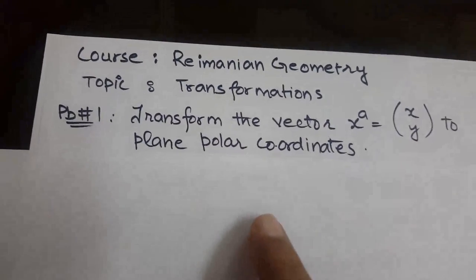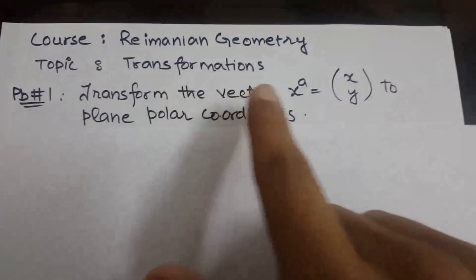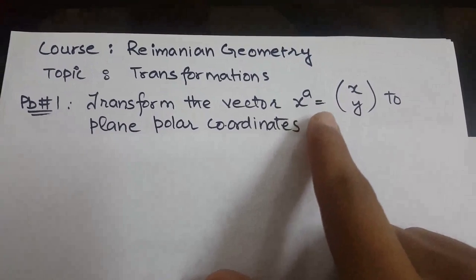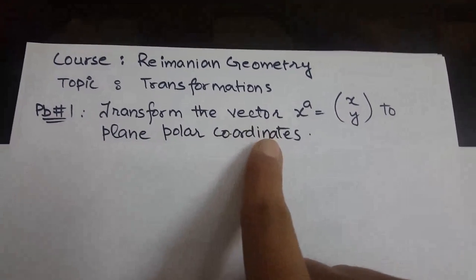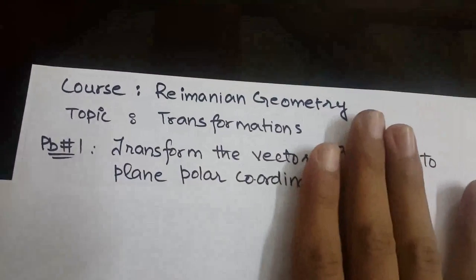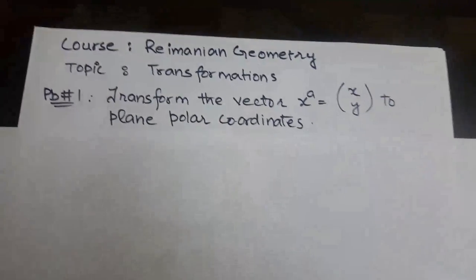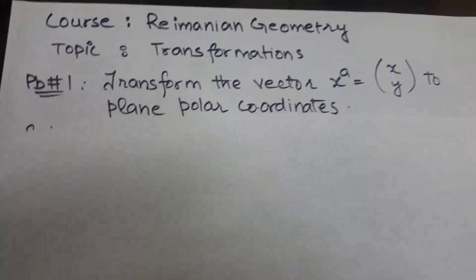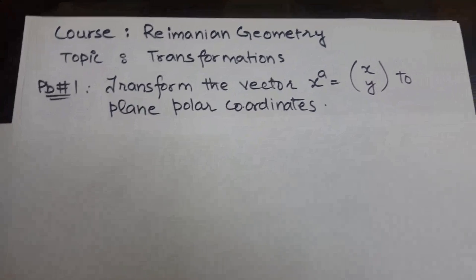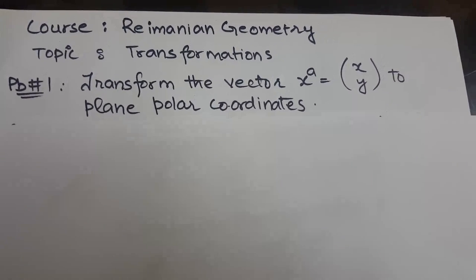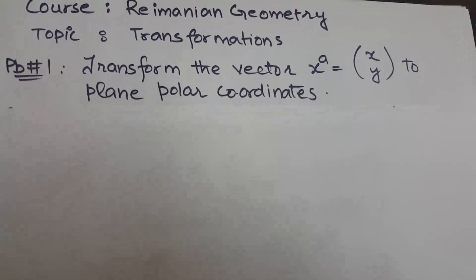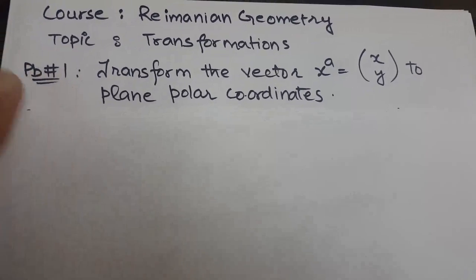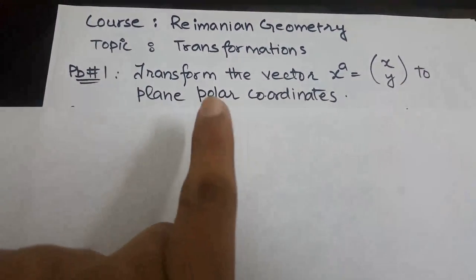And the problem we have here is we have to transform the vector written in Cartesian coordinates into plane polar coordinates. So how will we approach this problem? Before we start, we must know what a contravariant or covariant transformation law is, because without these two transformation laws, we are unable to transform this particular vector into a polar coordinate system.